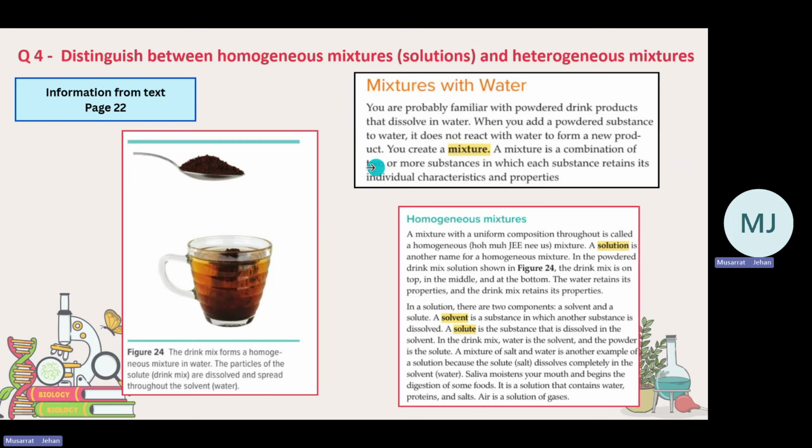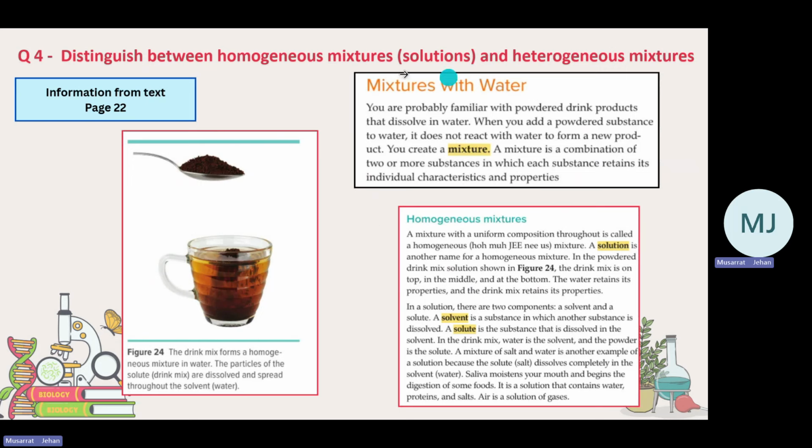It is a combination of two or more substances in which each substance keeps its individual characteristics and properties. It does not change. Like here, the drink mix, when you mix it with water, you will see that it is uniformly mixed together, but it does not lose its property. So this type of mixture is known as homogeneous. Mixtures are of two types: homogeneous mixtures and heterogeneous mixtures.